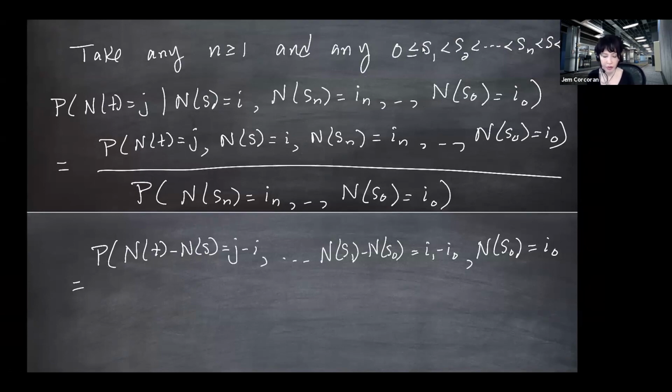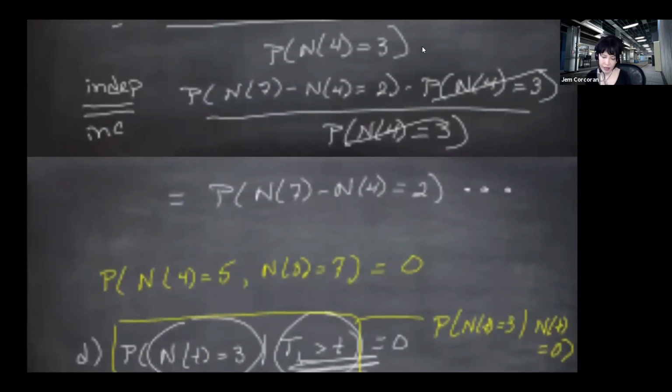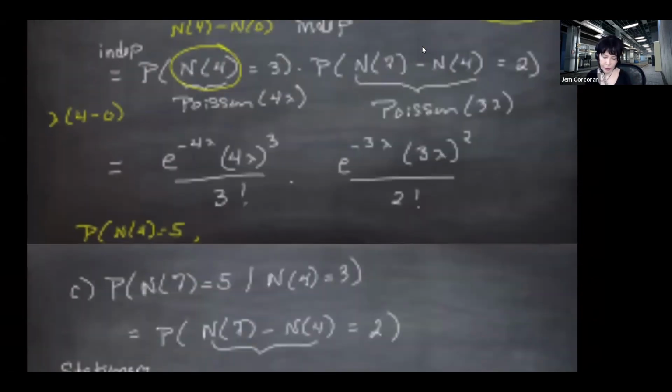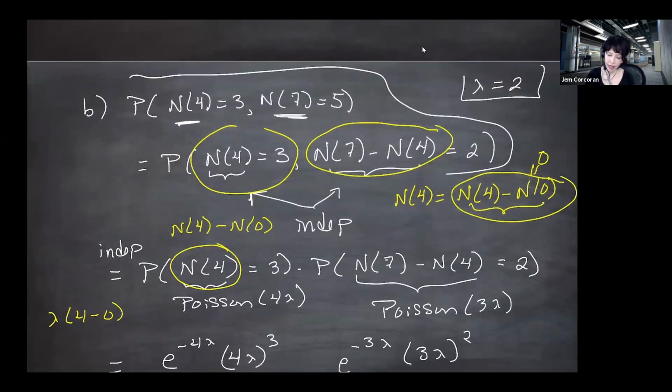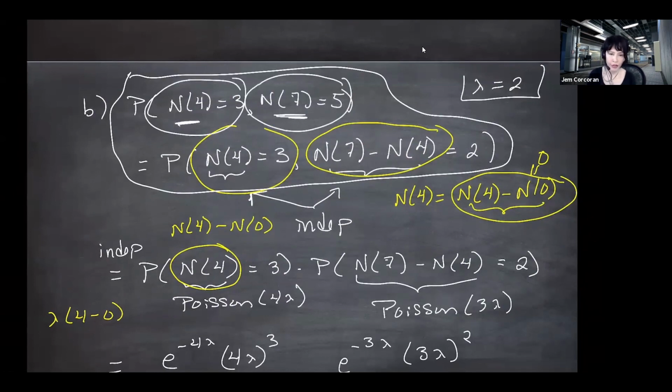I'm really sorry about the scroll, but I just want to do this really quick. Go to B. We're just redoing B back in this example. We want a joint probability for the process being at certain values at different time points. So we rewrite it so that we're talking about the independent increments. Scrolling back.